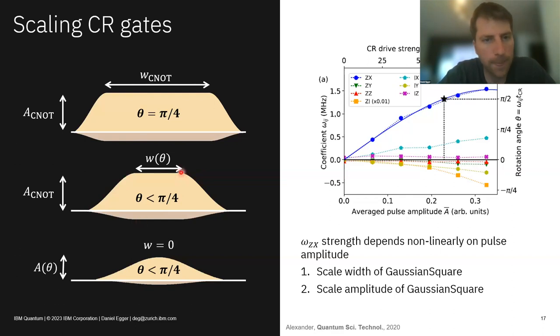Now, if you want really small rotation angles, at some point you arrive at a width of the pulse that is zero. And when that happens, you want to scale the amplitude. You have no other choice, so to speak. And it is for these small rotation angles that you might sometimes see some miscalibrations occurring with these, so to speak, automatic procedures. And this is where some calibration can help a little bit.